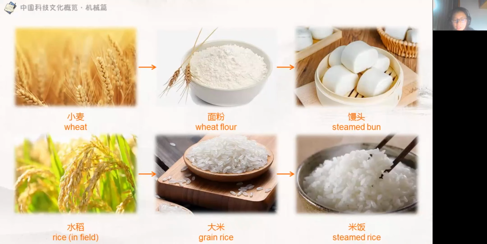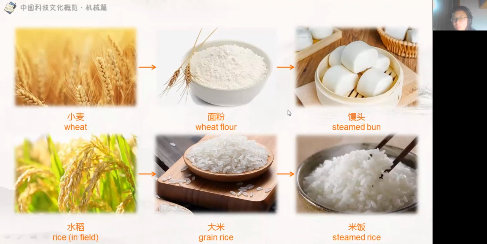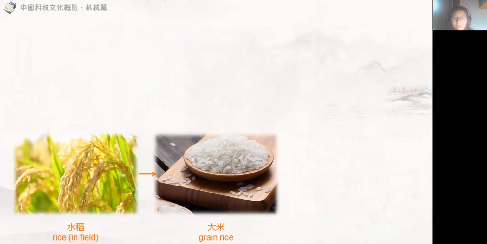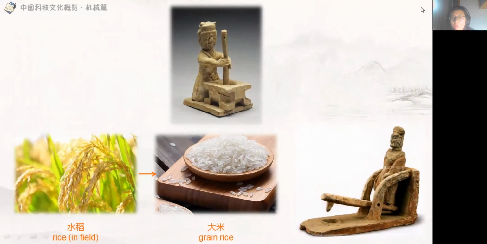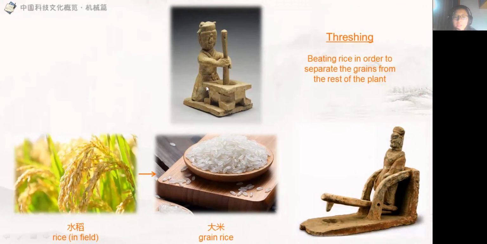So after harvesting wheat and rice, how do people turn them into steamed buns and rice? Okay. How to make them through the following steps? Now let's see. What kind of machine would Asian people use? 首先 first of all, let's see how to get rice. Here is a step called threshing. 我们看一看这里。Threshing means beating rice to separate the grains from the rest of the plant. So we need to get rid of the outside skins.